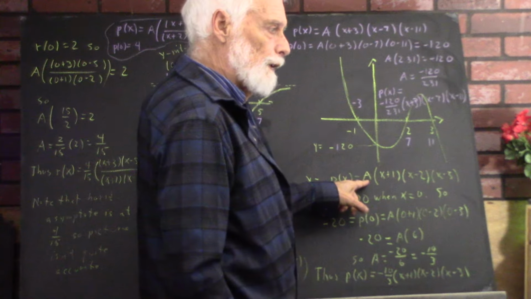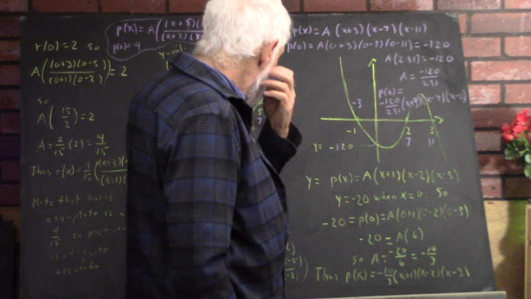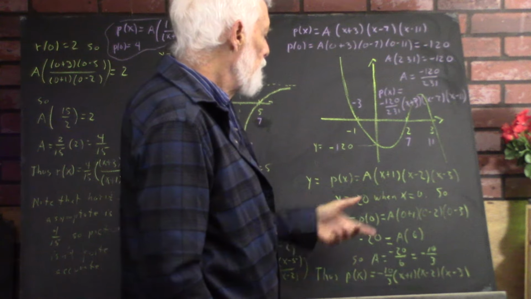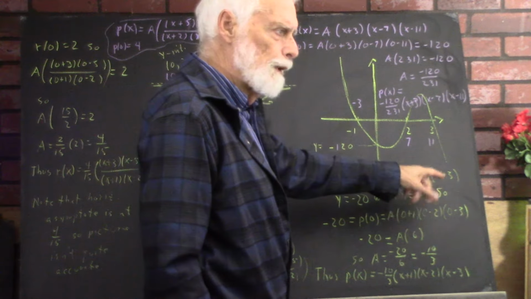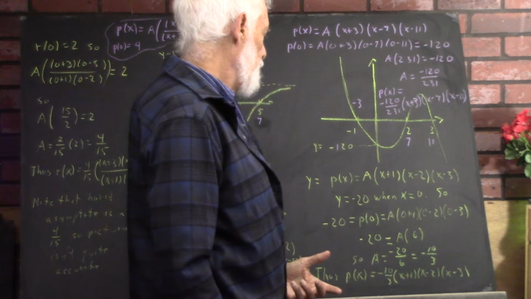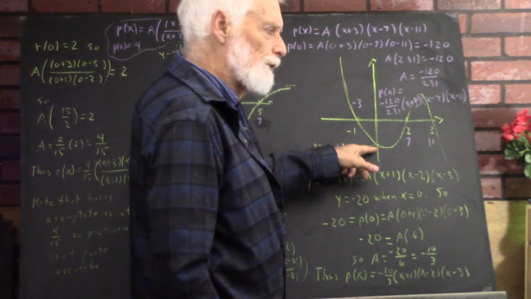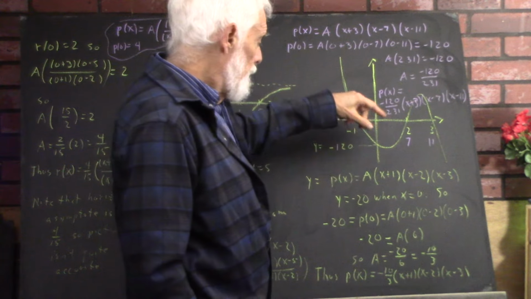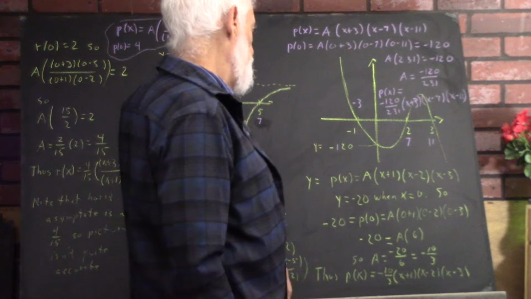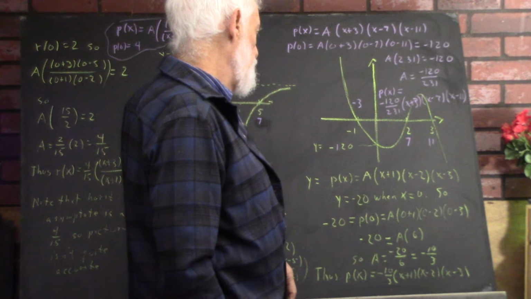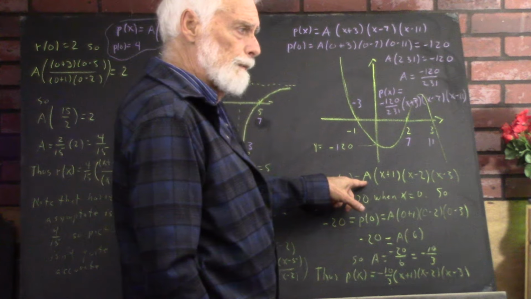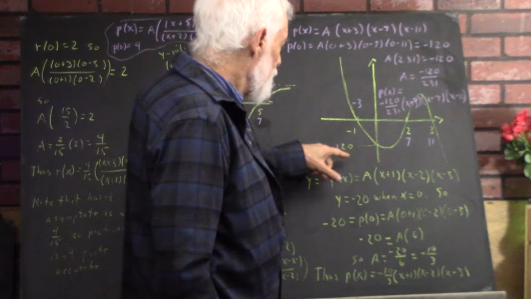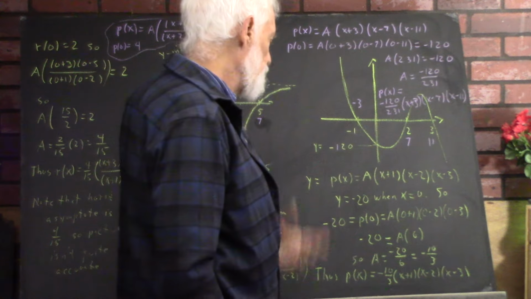You also have a number out here, because if you just do x plus 1 times x minus 2 times x minus 3, if you plug in 0, you get 0 plus 1, 0 minus 2, 0 minus 3, that's 6. Okay? The y-intercept here is -20. Not 6, it's -20. So we have to have this number as a multiplier, so the result comes out -20 when x is 0. So we do this algebraically.